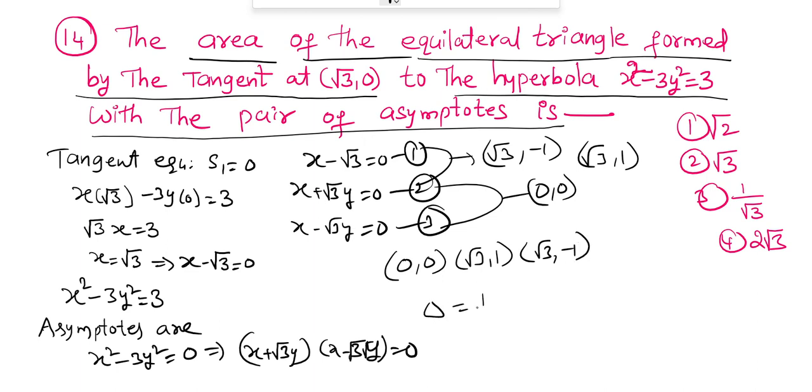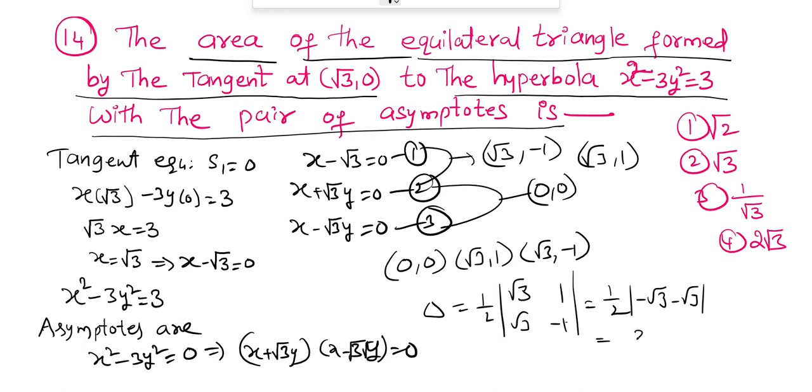Now the area delta is equal to half into the determinant of these points, that is root 3, 1 and root 3, minus 1. So that is equal to 1 by 2 into (root 3 into minus 1, minus root 3), that is minus root 3 minus root 3, which is equal to 2 root 3 by 2. Here 2 cancelled, that is equal to root 3. This is the area of the equilateral triangle formed by the tangent and the asymptotes to the given hyperbola.